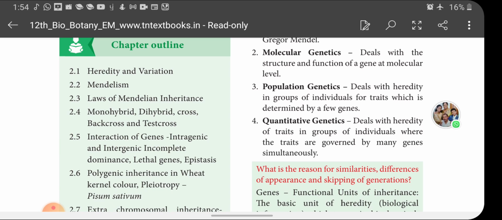Then the study of that level is called what? Molecular level. What are the genes made up of? We are studying up to that level. It is called what? Molecular genetics.